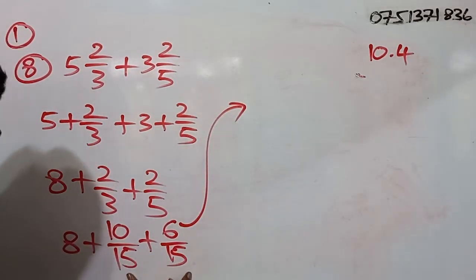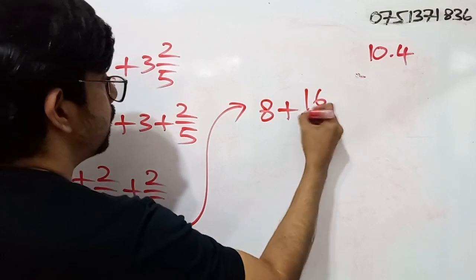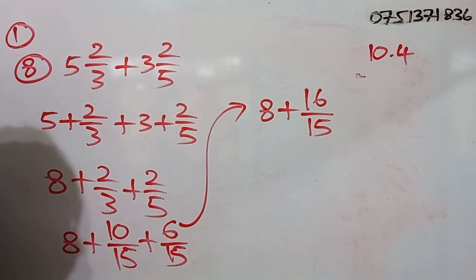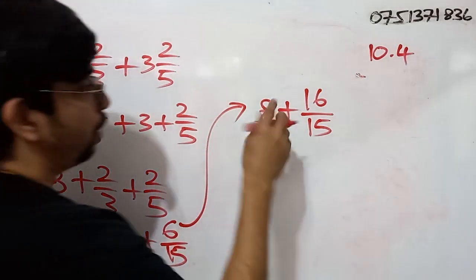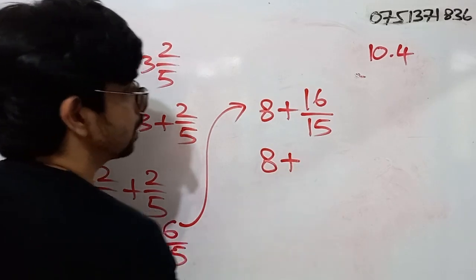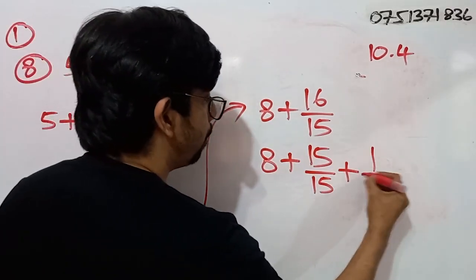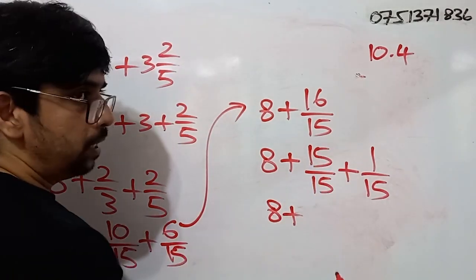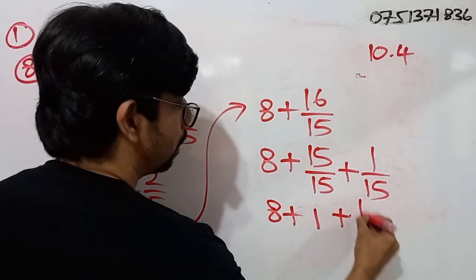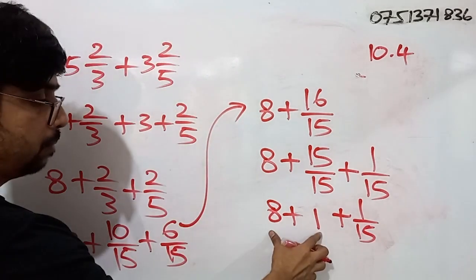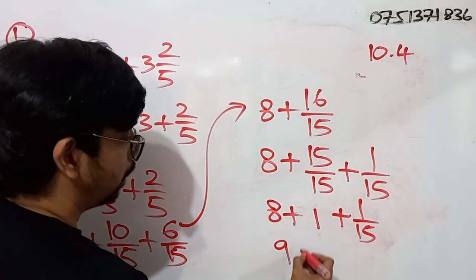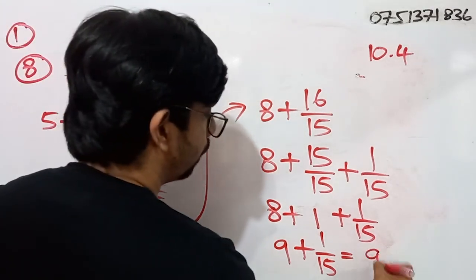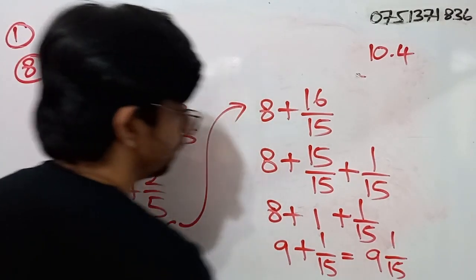So I can simplify these two fractions. So 8 plus 16 by 15. Now 16 by 15, what is that? An improper fraction. So I can rewrite this as what? 8 plus 15 by 15 plus 1 by 15, no? So 8 plus 15 by 15 means what? 1 plus 1 by 15. So I can simplify these two whole numbers as what? 9. 9 plus 1 by 15. So what will be the outcome? 9 and 1 by 15. So this is the answer.